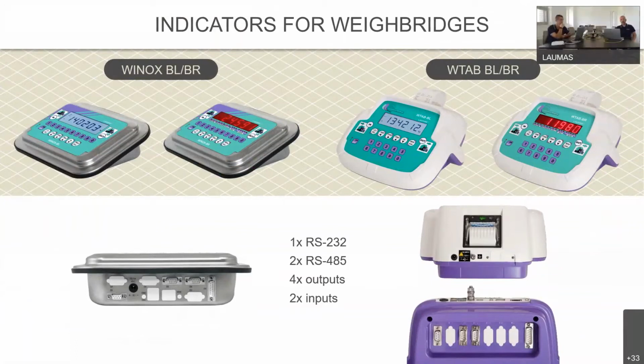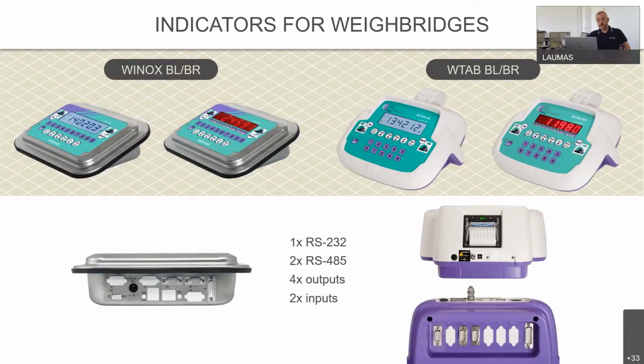And now we can start checking the weight indicators, trying to describe the common features and the special characters of the different versions. To do that, we can start from the hardware and start with indicator series BL and BR.